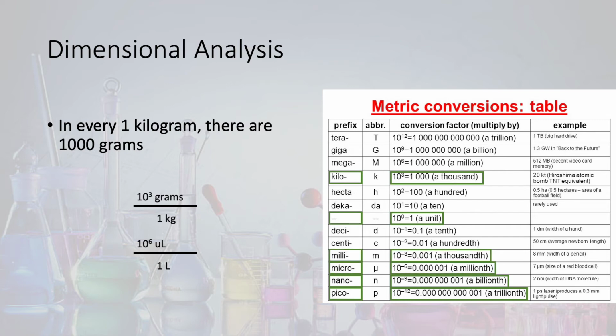Lastly, if we want to convert milliunits to microunits, and we are talking about the quantity of particles, whether that be atoms or molecules, we know in every 1 millimole there are 10 to the 3rd, or 1,000 micromoles. And if we flip this, we can see that for every 1,000 micromoles of a substance, there is 1 millimole of that substance.